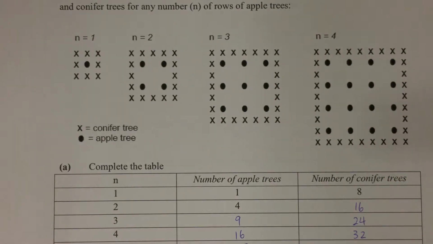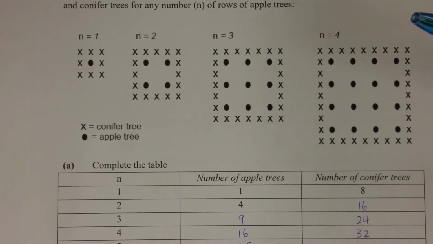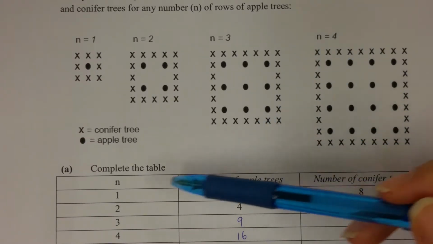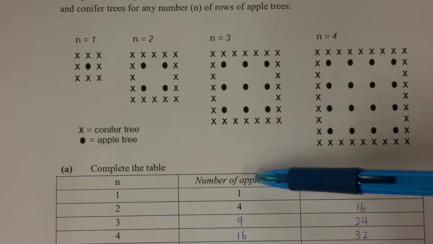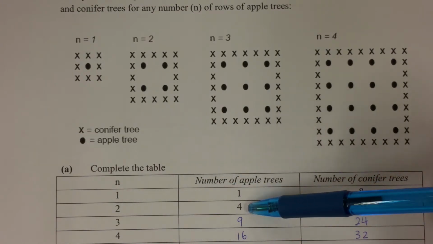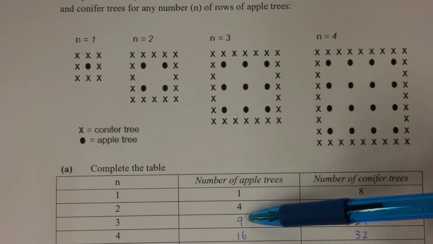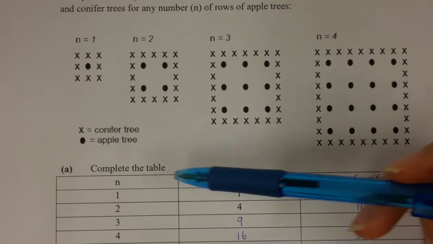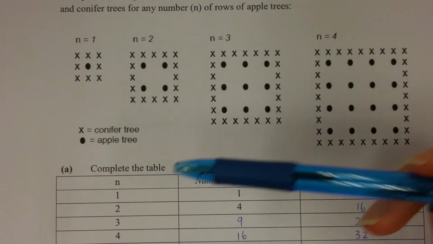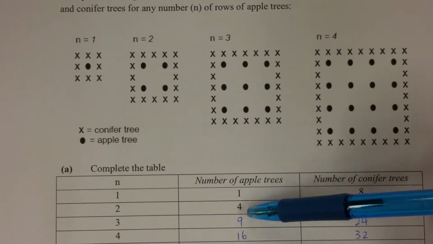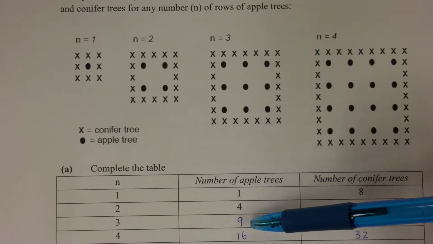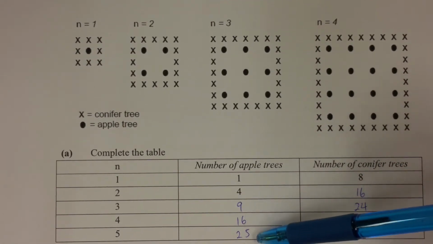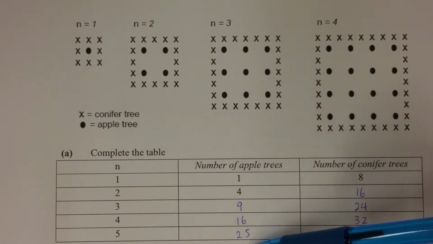Okay, now for the fifth one, if you don't want to draw a diagram, you should be able to see a pattern over here, right? When n equals 1, you have 1, n equals 2, you have 4, n equals 3, you have 9, n equals 4, you have 16, okay? So here you can see that it is actually 2 square, which is equal to 4, and then 3 square equals 9, 4 square equals 16. Therefore, number of apple trees is actually 5 square equals 25.